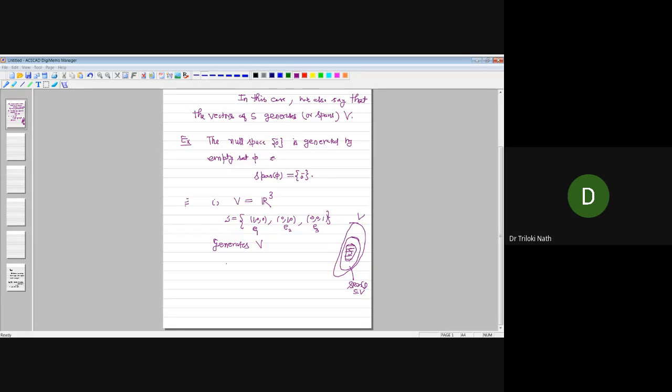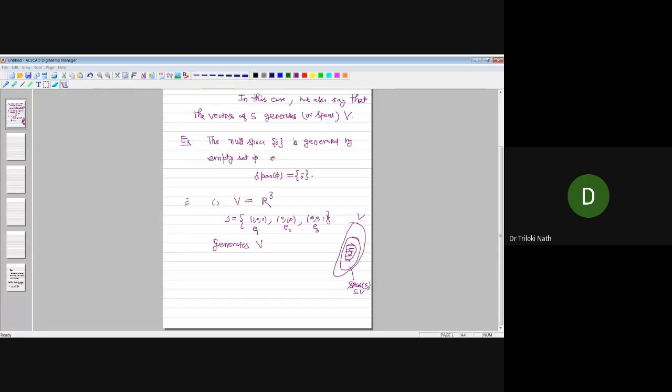Okay, so already we have seen that span S is a subspace of V. Of course it is a subset of V, isn't it? Span S like this. Okay, fine. So let us come to this one.